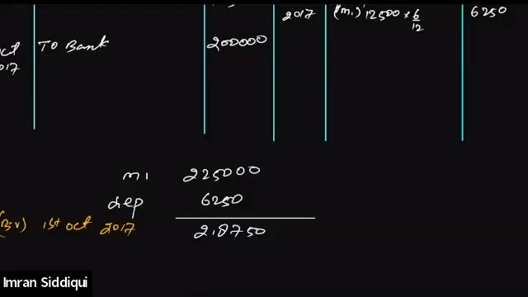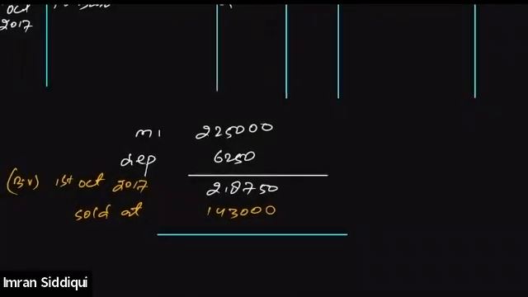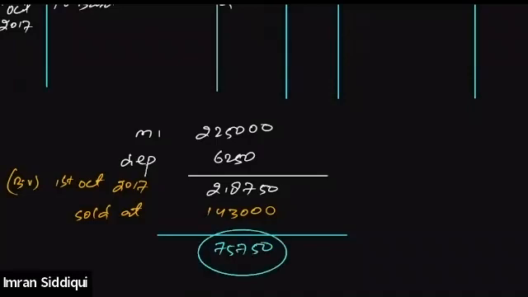Now, on the same date, it is being sold at a price of 1,43,000. So tell me whether we have a profit or a loss situation here. Machinery having a book value of 2,18,750 is being sold at 1,43,000. What do you think? Is there a loss or profit? So there is a loss. Yes, there is a loss of 75,750 rupees.